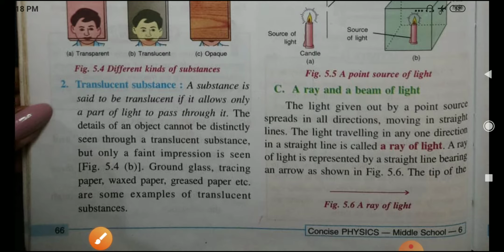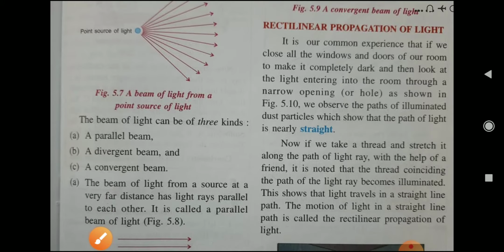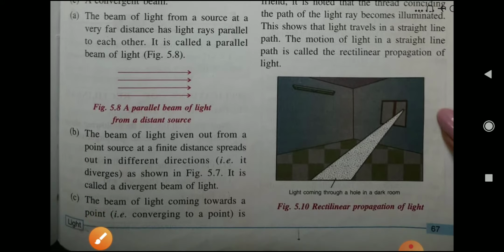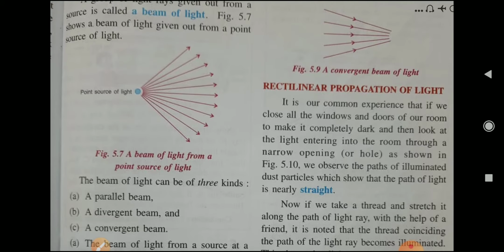Now what is a beam of light? A group of light rays given out from a source is called a beam of light. Meaning when a group of light rays is given out from a source, that is known as a beam of light. A beam of light can be of three kinds: parallel beam of light, as you can see here; divergent beam of light, as you can see here; and the third type is convergent beam of light.